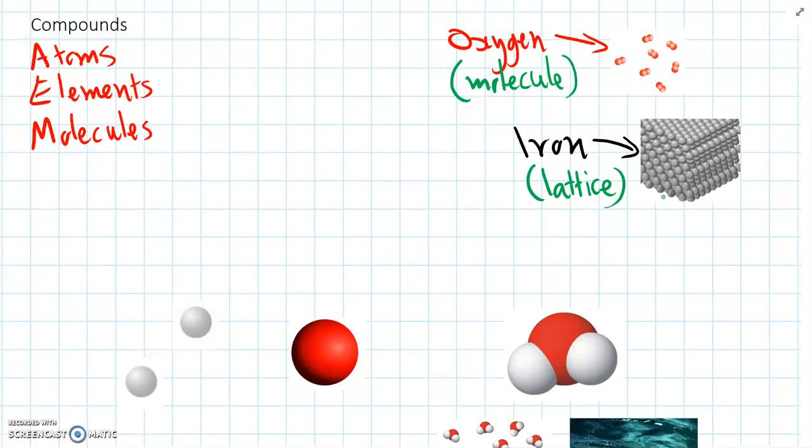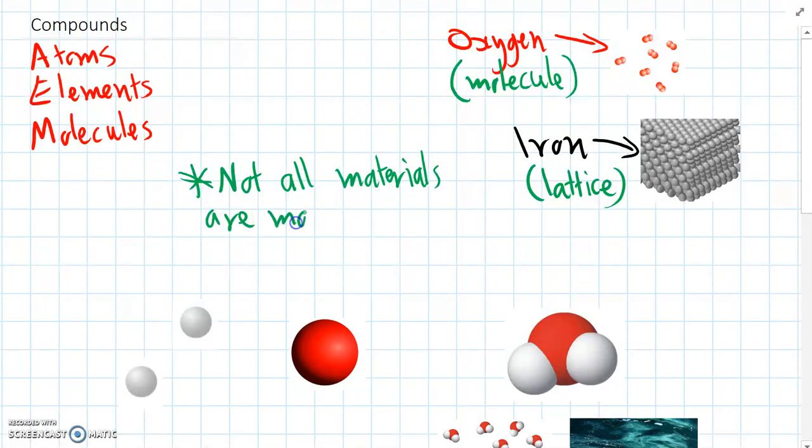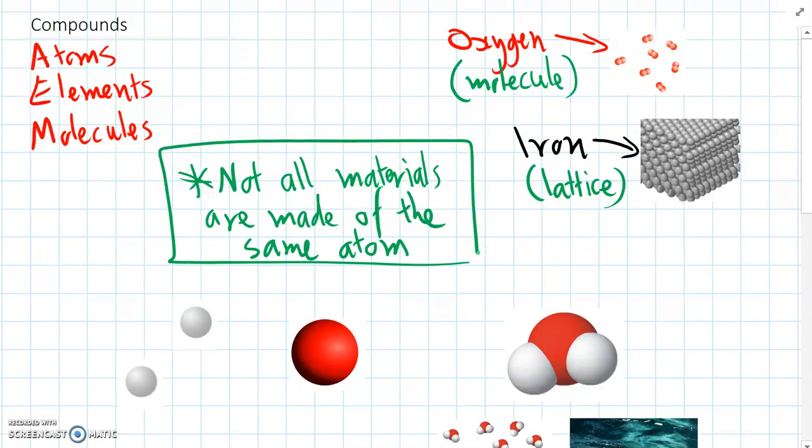But what we've discovered is that not all materials are made of just one element. So they're not always the same type of atom. Not all materials are made of the same atom. And this is the main idea for this video.